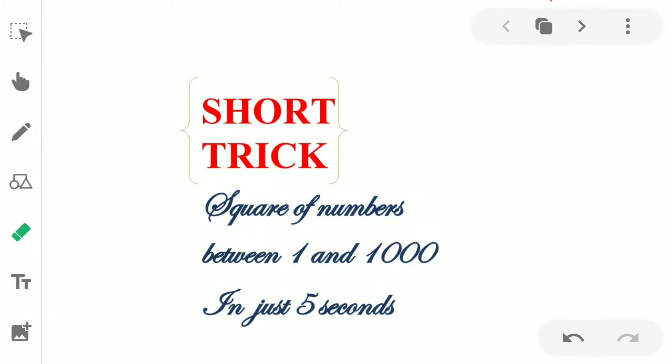Hello friends, today we will learn how to find the square of numbers between 1 and 1000 in just 5 seconds using a short trick.